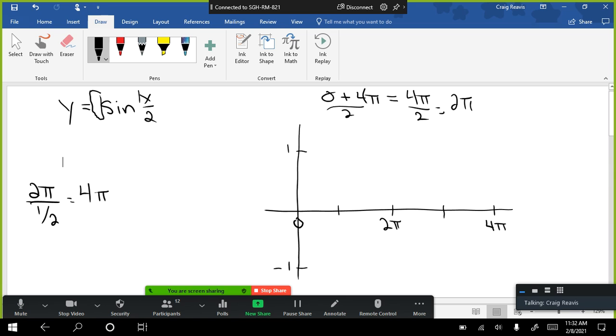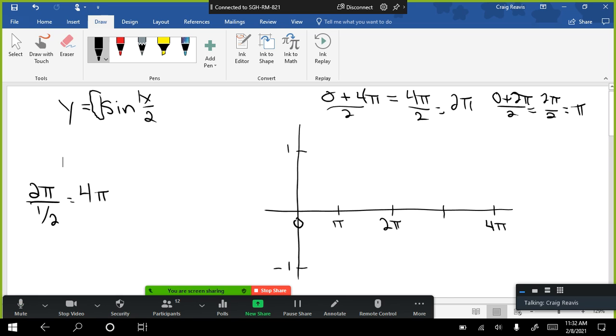All right. Now I need to find the value of this point, this tick mark. Well, I'm going to find the average. It's halfway in between these two, so I'm going to average these two to find that one in the middle. So 0 plus 2 pi, and divide it by 2. That's 2 pi over 2 equals pi. So that point is pi.